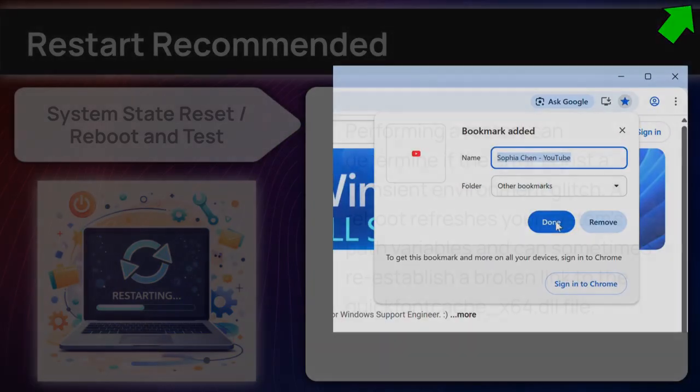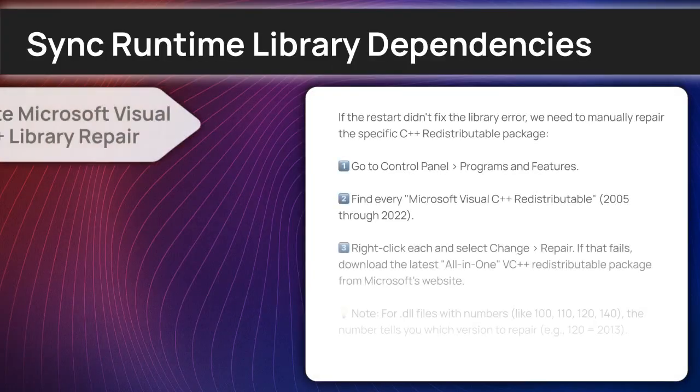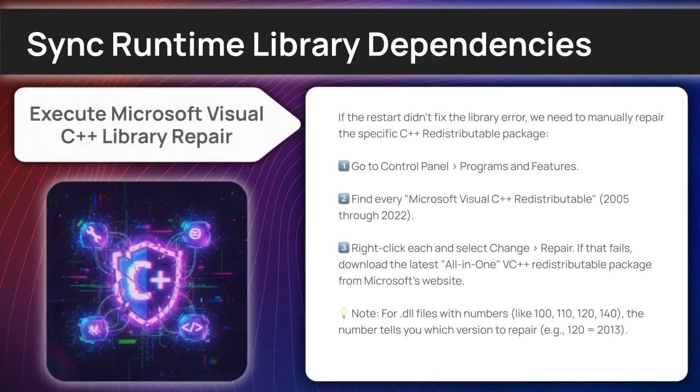Rebooting was just the start. Now, let's apply the core fix in this third step. Feel free to pause the video if you need a second to navigate. If the restart didn't fix the library error, we need to manually repair the specific C++ redistributable package.